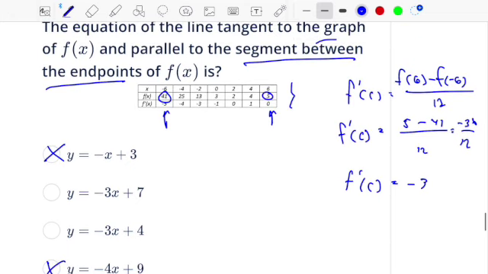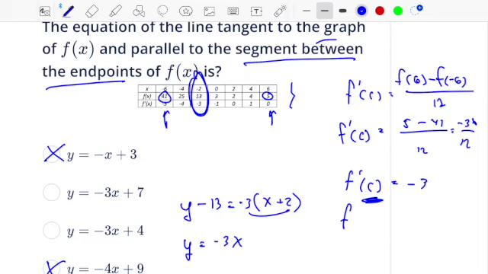Let's check those 2 points then. When is f prime equal to -3? That point. So I've got y minus 13 is equal to -3 times x minus -2, x plus 2. So we've got y equals -3x, that's -6 plus 13, plus 7.